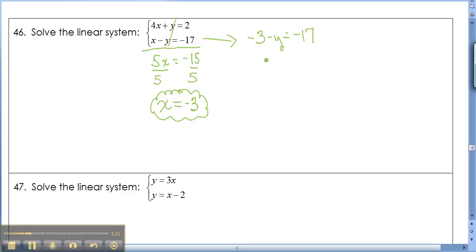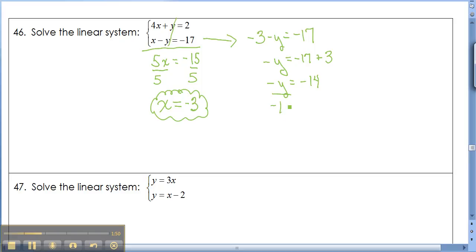So I'm going to bring the 3 over to the right side. And when you bring it over to the right side, it was negative over here, so bring it over as addition. Then you're left with negative y equals negative 17 plus 3. You want to add those, or excuse me, subtract, because the signs are different. Give it the sign of the larger absolute value. So I get negative y equals negative 14.